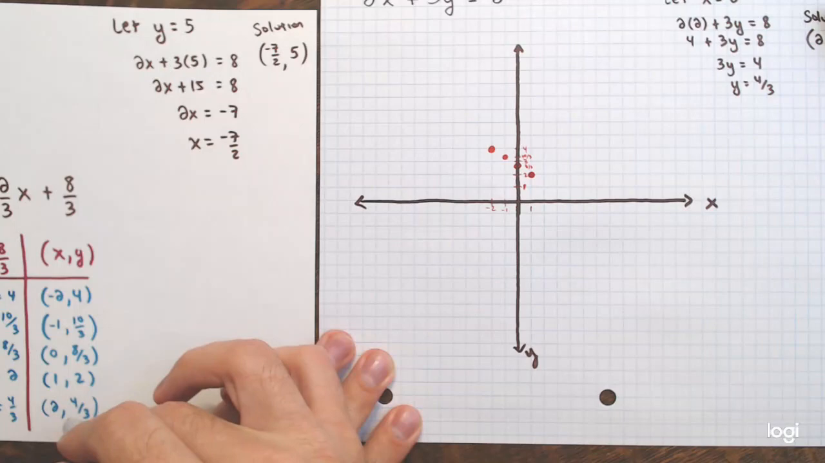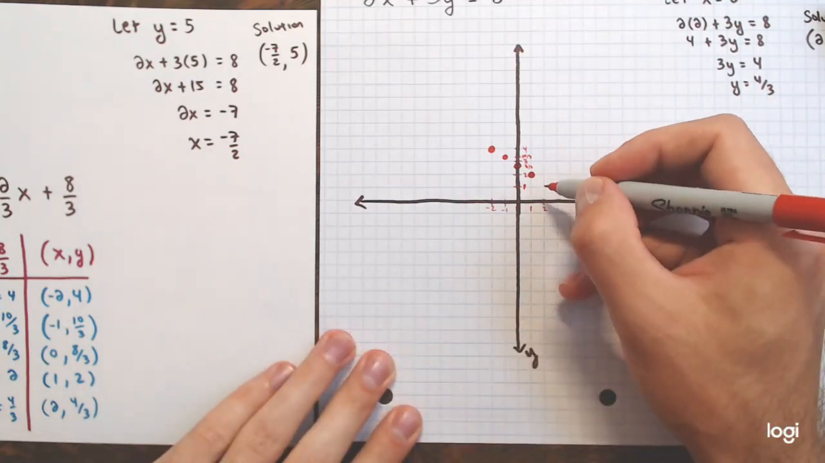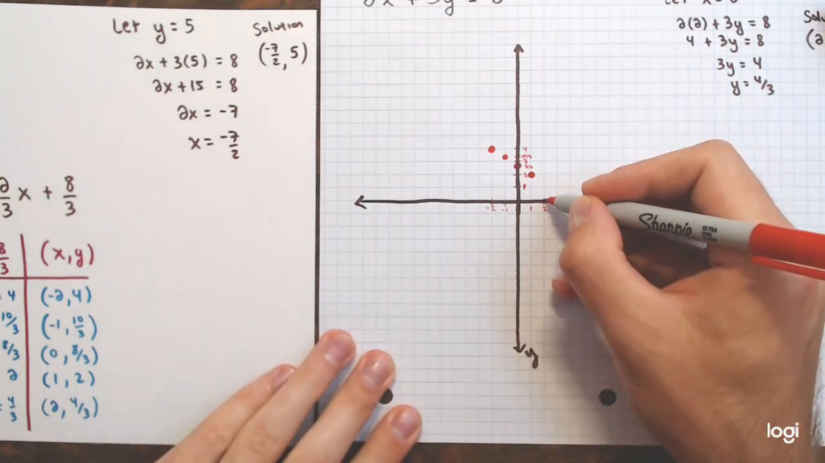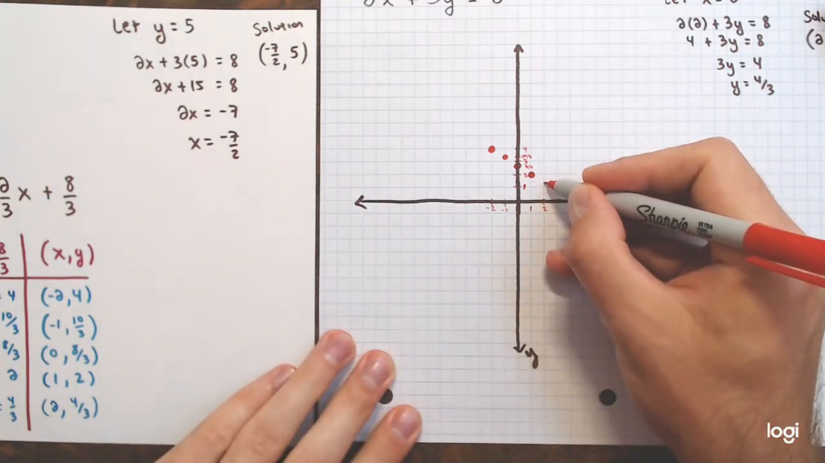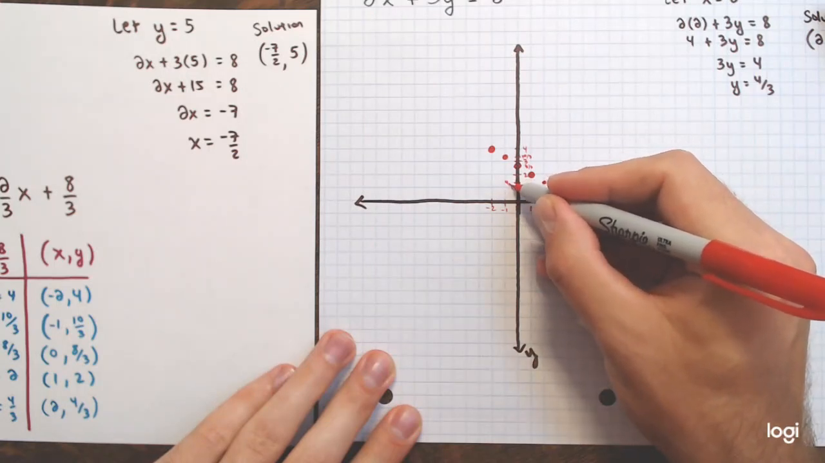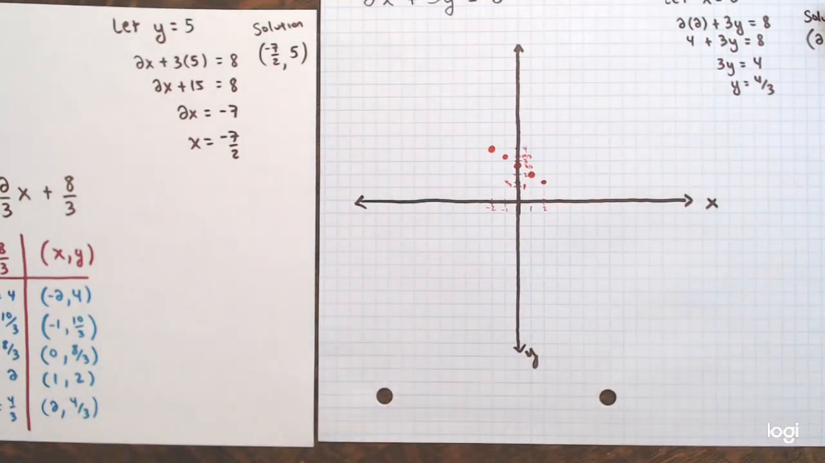And then my final point, 2, 4/3, right? 2 for the x, and then 4/3, right? 4/3 is 1 and 1/3, so 1, and then about a third of the way between 1 and 2, right? So maybe about here, right? 4/3. Again, just kind of eyeballing it. This isn't precise, but look again.